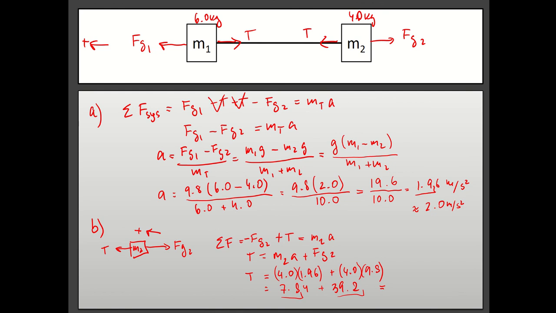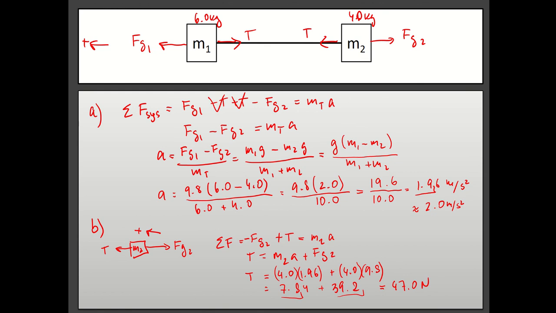So 7.84 plus 39.2, we get 47.04 or 47.0. So that's our tension in this case in the rope. Again, in this case, we had a case where there was no friction. And again, the masses were hanging from a pulley, left and right side.